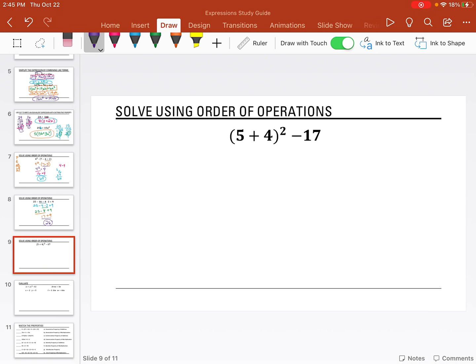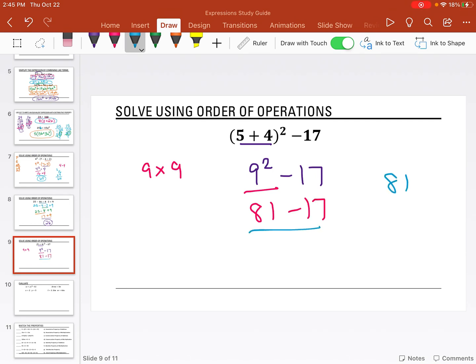Okay, parentheses. Notice this exponent's attached to the parentheses, so I have to solve what's inside first and then take that answer to the second power. So 5 plus 4 is 9. So I have 9 to the second power minus 17. Now I can do this. This, remember, is 9 times 9, which is 81, minus 17. So 81 minus 17, I'm going to have to borrow, and I get 64.